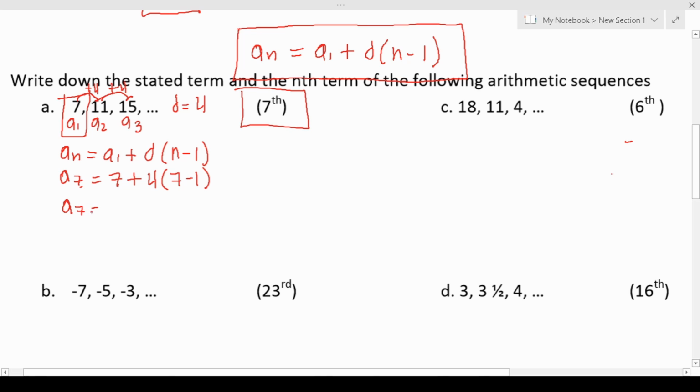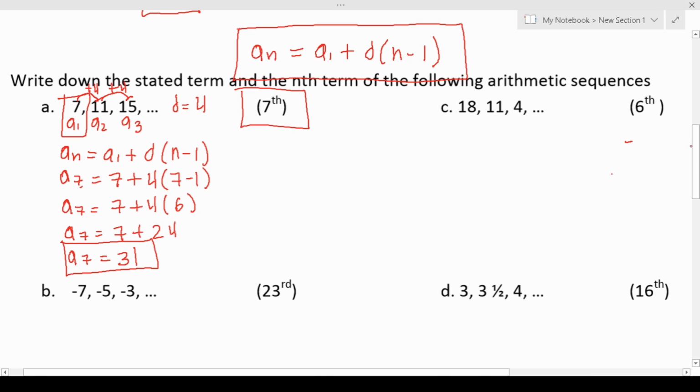a_7 equals 7 plus 4 times (7 minus 1), which is 6. Let's keep working this out. a_7 equals 7 plus 4 times 6, which is 24. a_7 equals 24 plus 7, which is 31. Okay? So the 7th term in this sequence is 31, and that is the answer to this question. Again, if you have an arithmetic sequence, you can use this formula right here to find any term in the sequence pretty quickly.